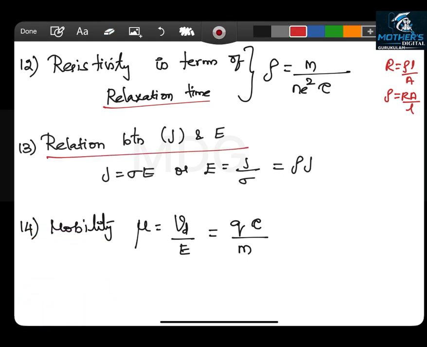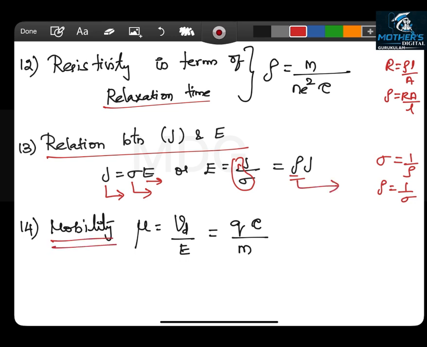The next one is the relation between J and E. This is the vector format of your Ohm's law. J equal to sigma E. J is your current density, sigma your conductivity, E electric field. Rearranging, we can write E equal to J by sigma. We know that sigma equal to 1 by rho, or rho equal to 1 by sigma. So replacing 1 by sigma in terms of rho, we will get E equal to J rho also. Rho is your resistivity.